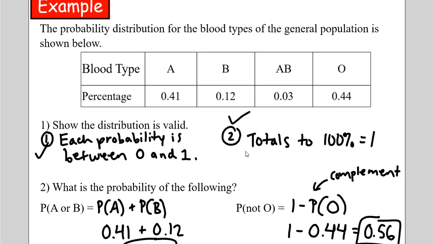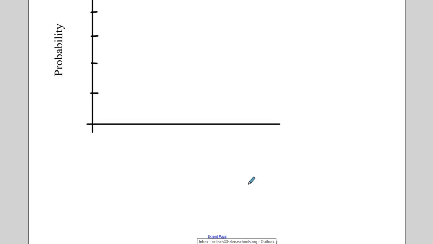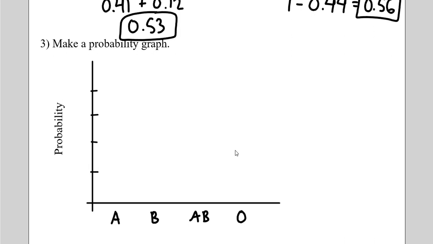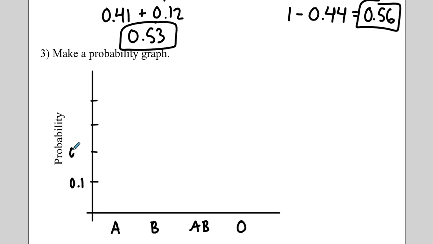The last thing that they're going to ask us to do is make a probability graph. So A blood, B blood, AB, and O. So here we go. I have A blood, B blood, AB, and O. A blood was 41%, so 0.1. How high does the biggest one go actually? 44. Okay, this will be good. 0.2, 0.3, 0.4. Probably wise to put where 0.5 is, consistently right there.